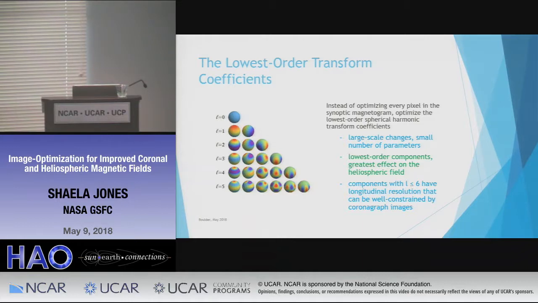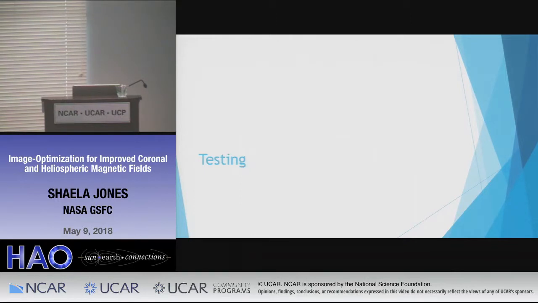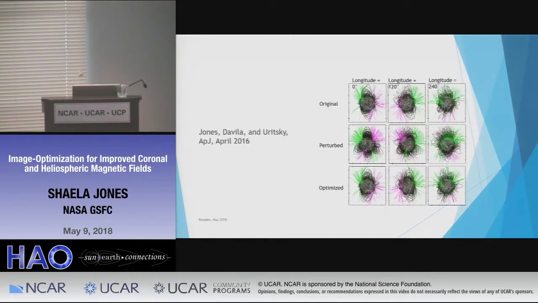And it's nice because our focus, of course, was always to get better heliospheric predictions. And these lowest order components that you find in the transform, those are the parts of the field that extend out into the heliosphere. And so if we can't get every tiny little detail of the magnetogram right, I'm okay with that. What I want is to get the large-scale field correct. So we decided to try this out.